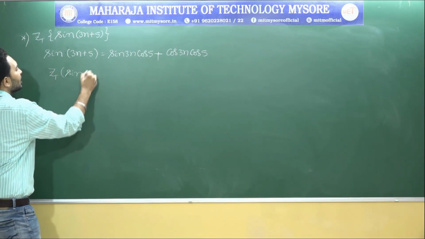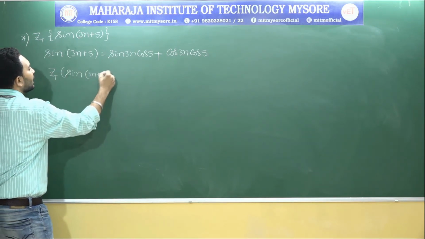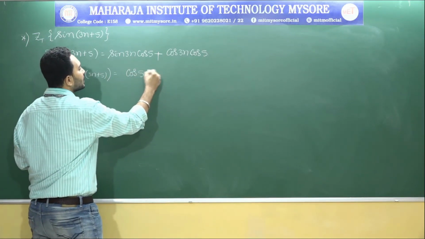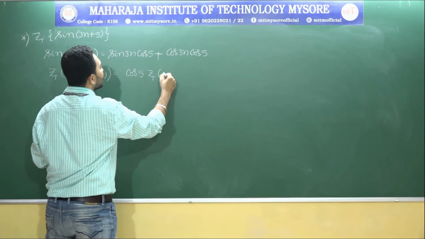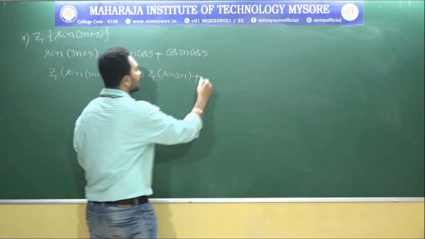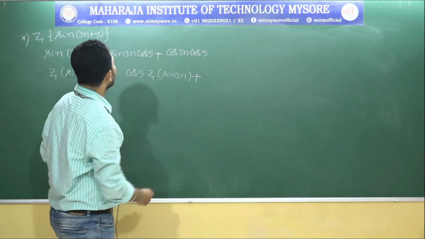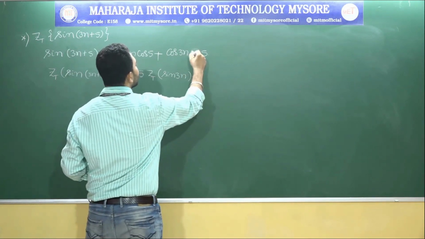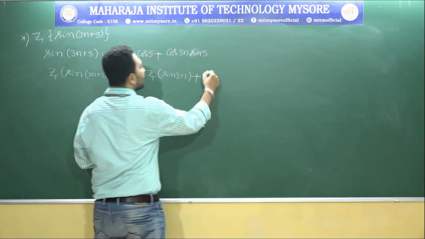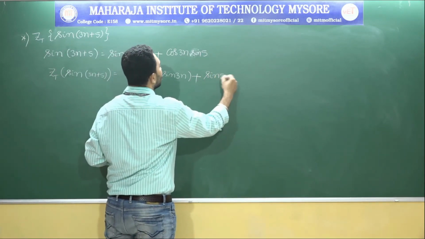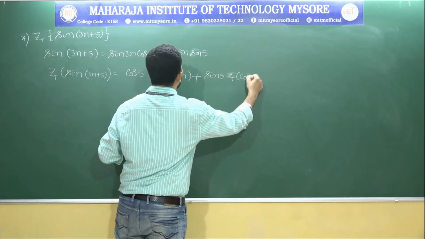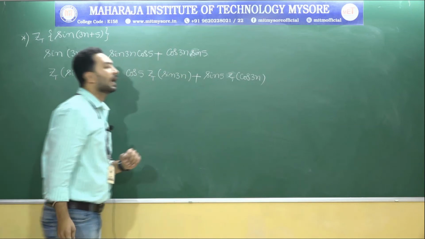To find the z transformation of sin(3n + 5), we can write it as sin 3n cos 5 + cos 3n sin 5. Cos 5 is a constant, so take it outside: cos 5 into the z transformation of sin 3n, plus sin 5 into the z transformation of cos 3n.